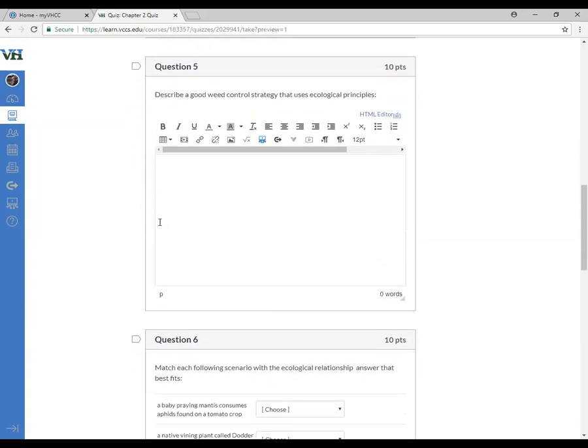All right, describe a good weed control strategy that uses ecological principles. The one that we talked about in the lecture was using cover crops as a way to reduce basically the niche, the opening for a weed to come in. There are lots of other things that you could have put there. So if you at least based it somewhat on and connected it to ecology, then I gave you credit for that.